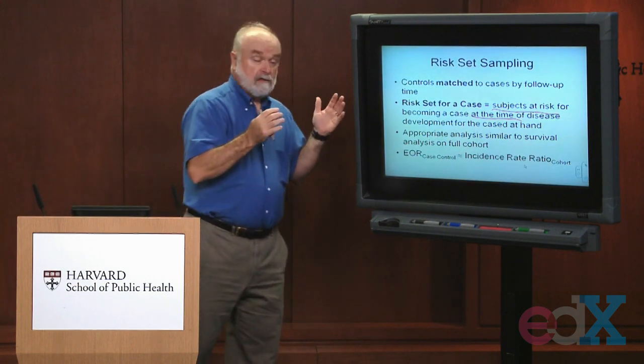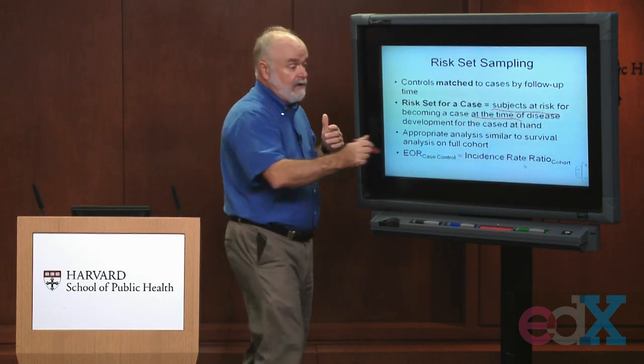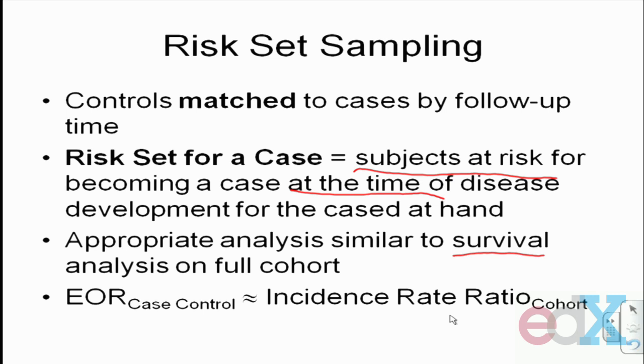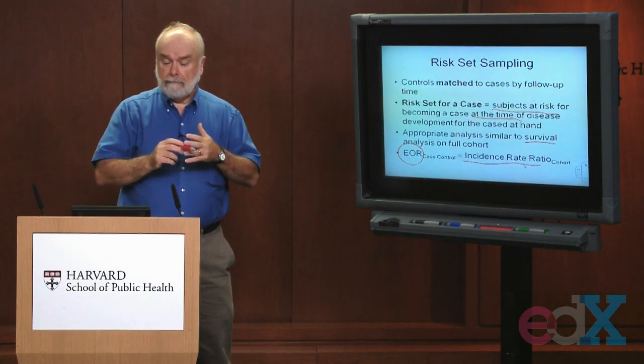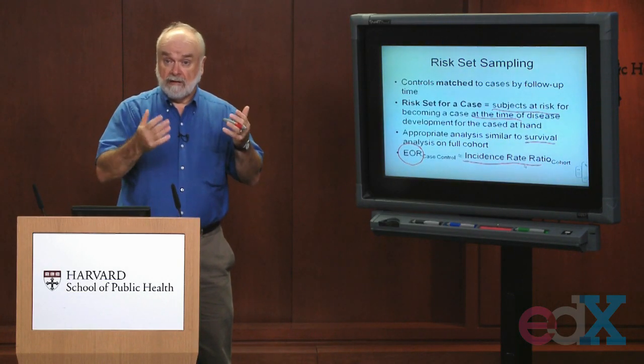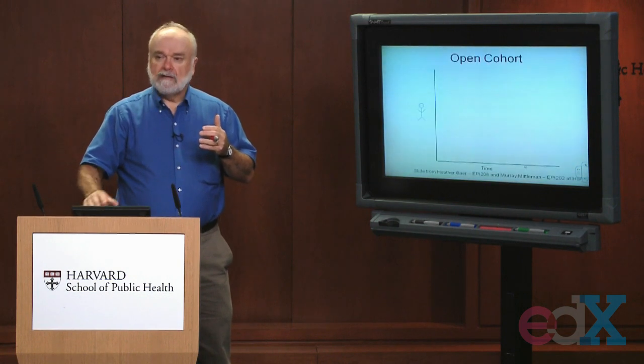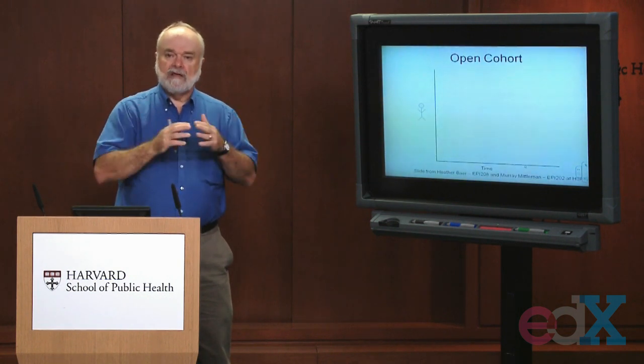And as I said, this is appropriate and very similar to survival analyses and how we analyze survival data. And like many case control studies, it's going to give you an exposure odds ratio that's going to be interpreted hopefully as a rate ratio, an incidence rate ratio that would have been calculated if you had the underlying cohort study in detail. But here's the description of the risk set sampling.